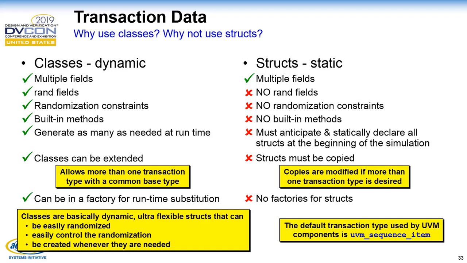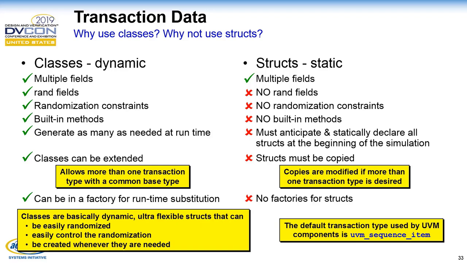And it was this analysis right here that helped me understand why I want to use classes. First off, classes are dynamic and have multiple fields. Structs are static. They also have multiple fields. That's what I was familiar with. Classes can have randomization fields. No rand fields inside of a struct. You're going to have to declare the randomization yourself. Classes have randomization constraints, so you can say, when I create one of these things, constrain the randomization to certain areas. But structs, no randomization constraints. You're going to have to handle that manually yourself.